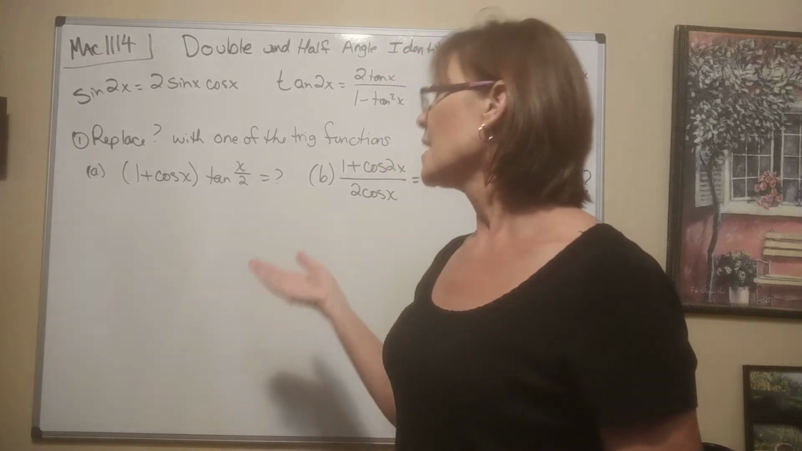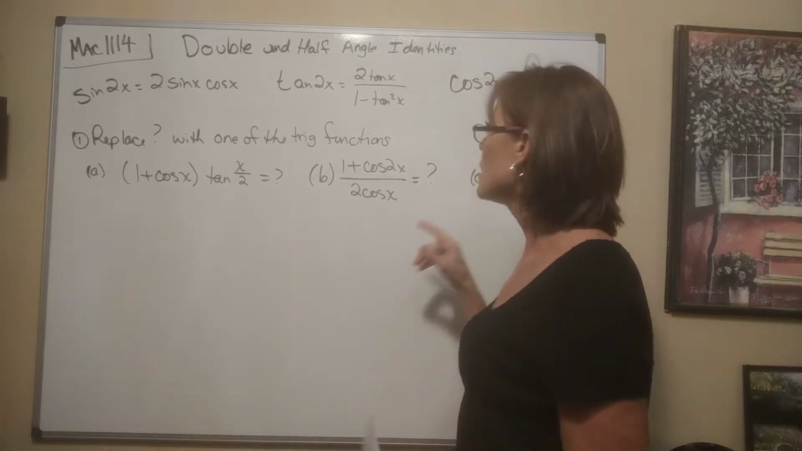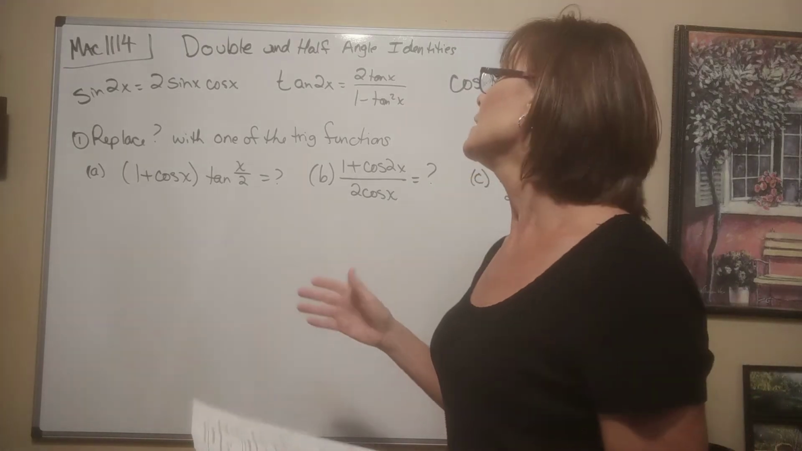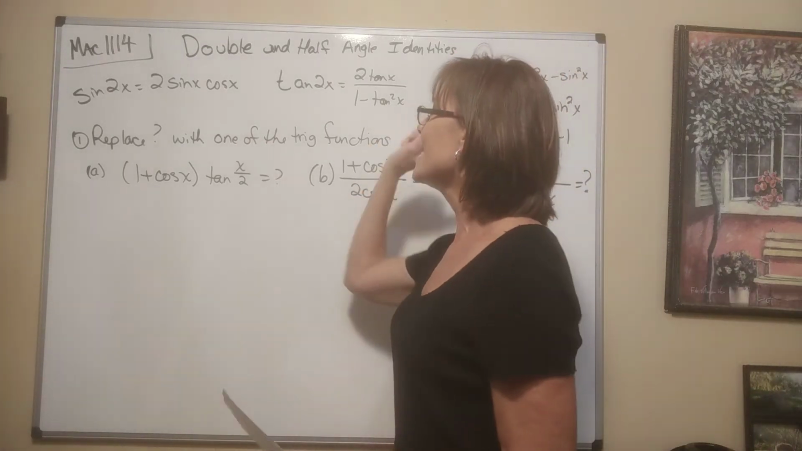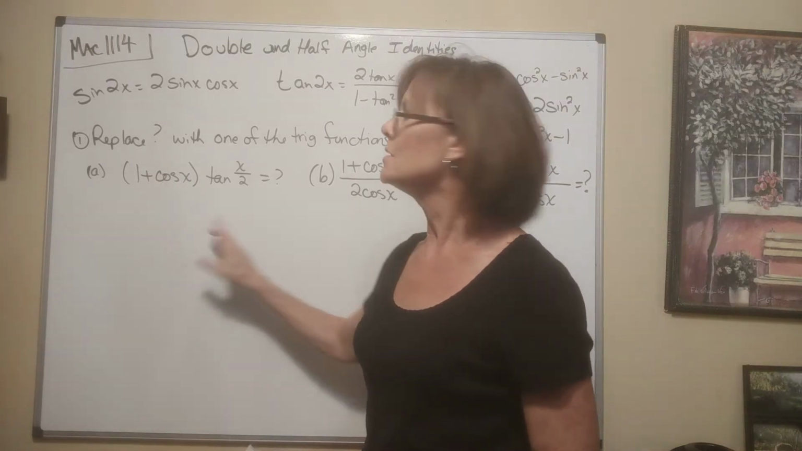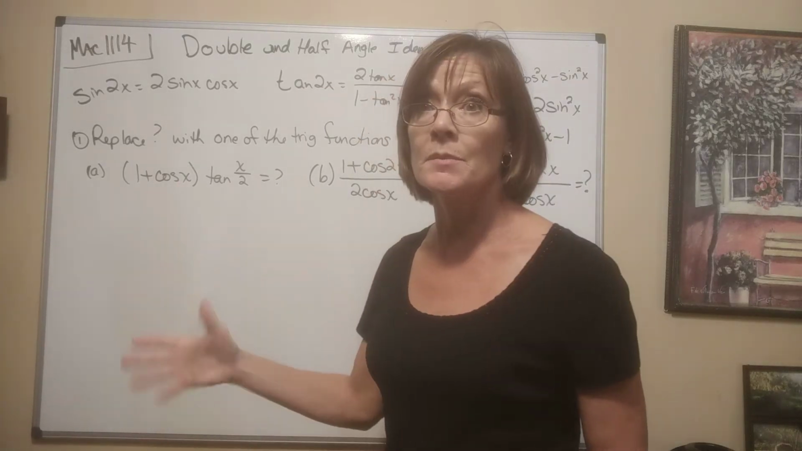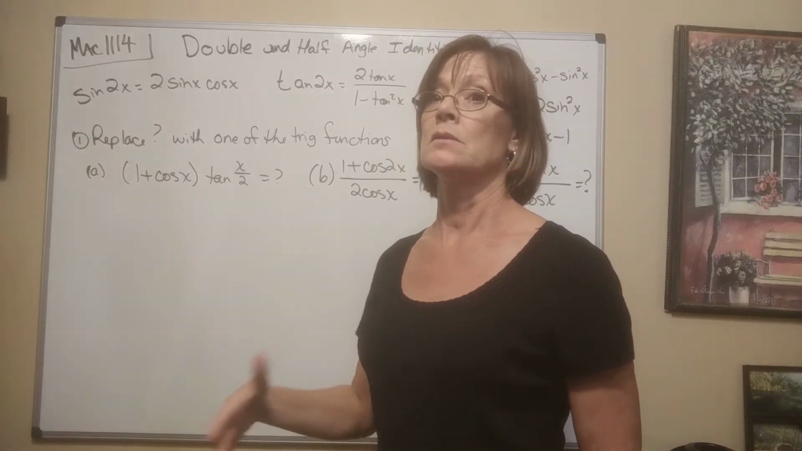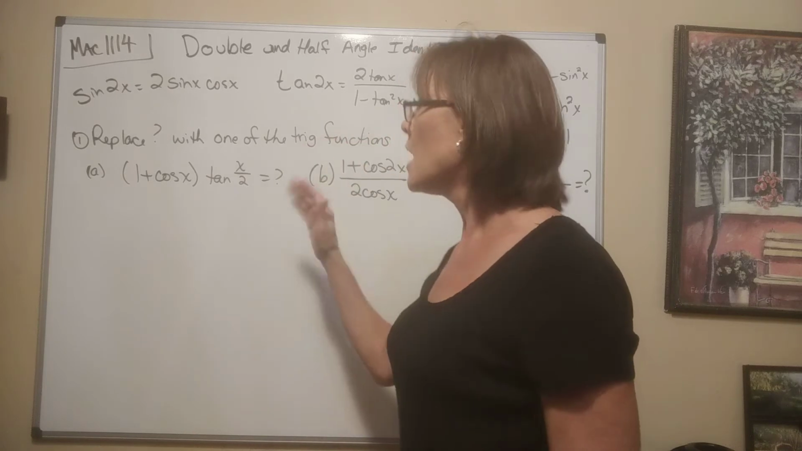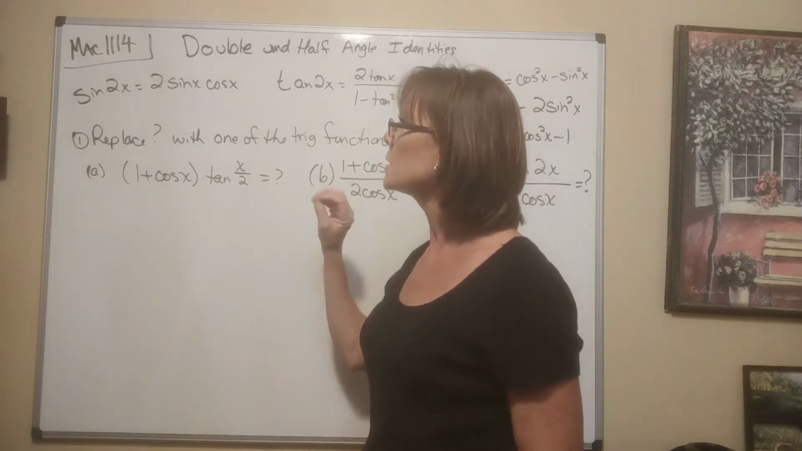So they say replace the question mark with one of the 6 trig functions. What they mean is use these identities to rewrite this side of the equation until the question mark becomes a trig function. So until this side becomes a trig function, basically that's what they're trying to say. So I'm just going to dive into this and we're going to start working with these.